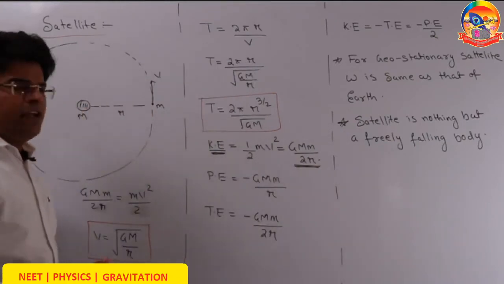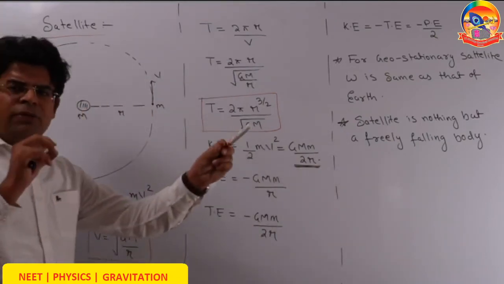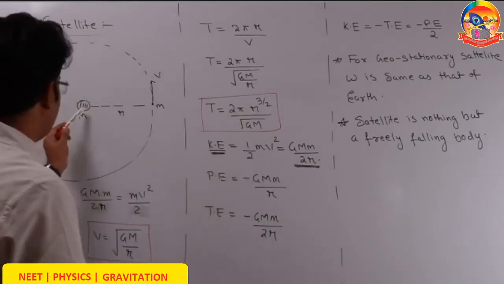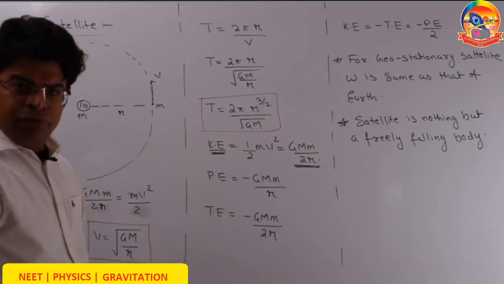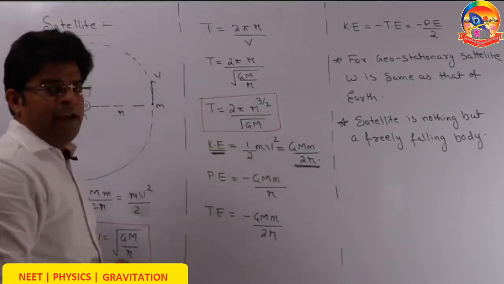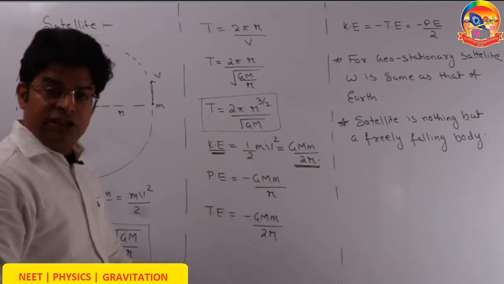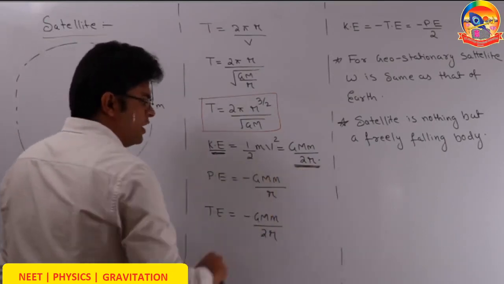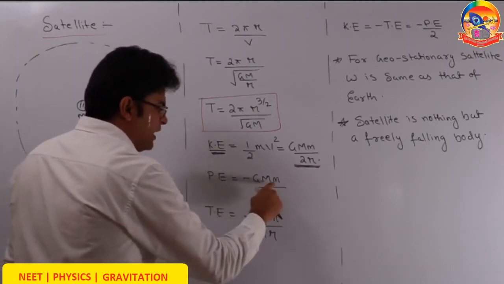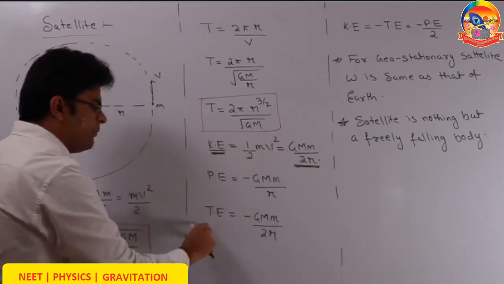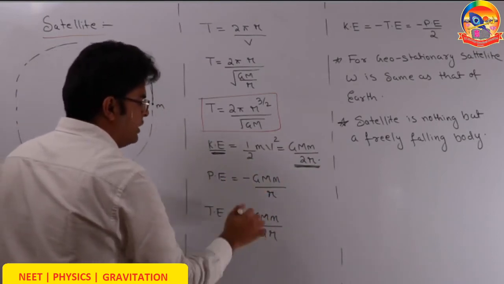What has to be the potential energy? We know that when there are two masses m1, m2 separated by distance r, potential energy is minus GMm by r. So minus GMm by r. Notice that potential energy has double the magnitude of kinetic energy, but with a minus sign. Now what will be the total energy? The sum of kinetic energy plus potential energy. Potential energy is minus GMm by r. Kinetic energy is GMm by 2r. When you add them up, total energy comes out to be minus GMm by 2r.